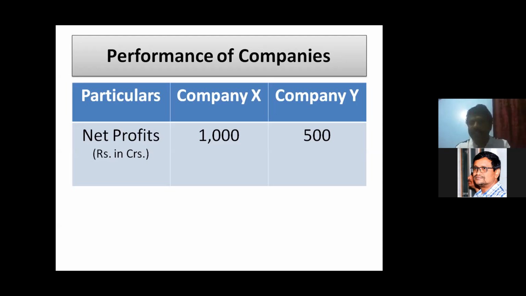Now, this is the figure for one financial year, the last financial year. Let's assume company X has made a net profit of rupees 1,000 crores. Company Y has made a net profit of rupees 500 crores in one financial year. Now, I wish everybody understands the meaning of net profits. If we have to look at this available figure and comment on the performance of the company, which company has performed better? The question to the participants: which company has performed better? Vote, participants. You can type your answers in the chat box.